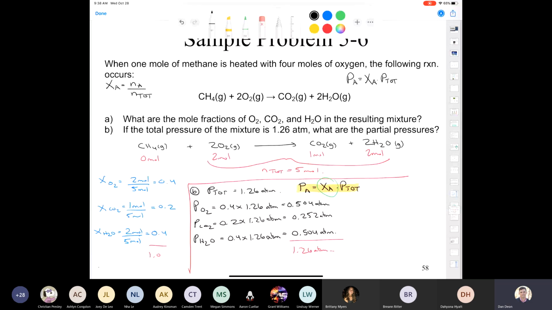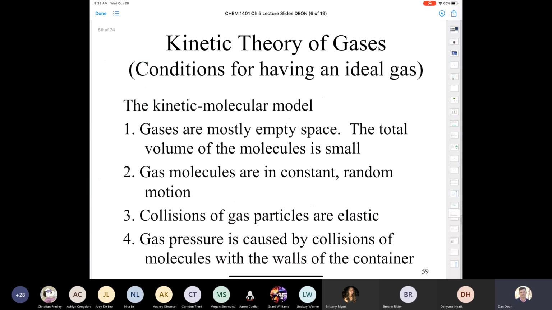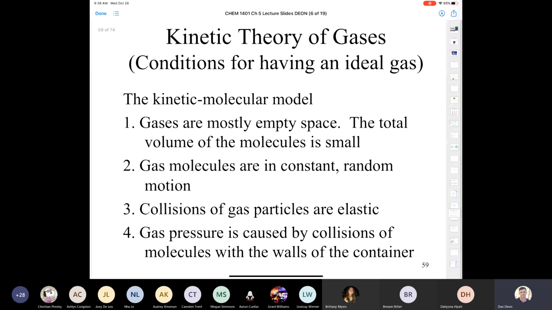All right, let's switch gears and talk about the kinetic theory of gases. Another way of describing what's summarized on this slide is these are the conditions for having an ideal gas. And in fact, at the very end of the lecture today, we're going to look at deviations from ideal gas law. The first point of the kinetic theory of gases says that gases are mostly empty space.